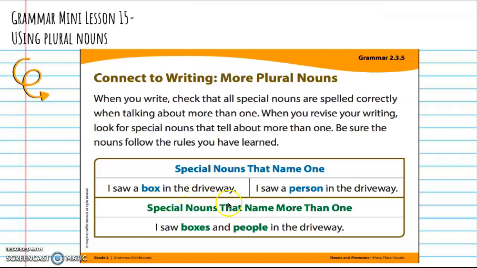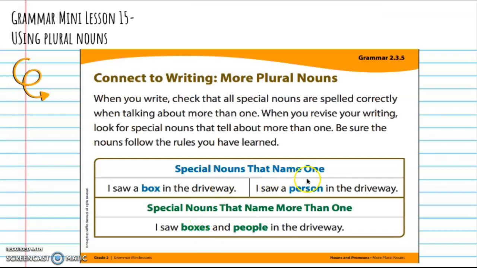Let's look at the special nouns that name more than one. Those are plural nouns. I saw boxes and people in the driveway. To make the noun box plural, they added es to the end because it ends with x.